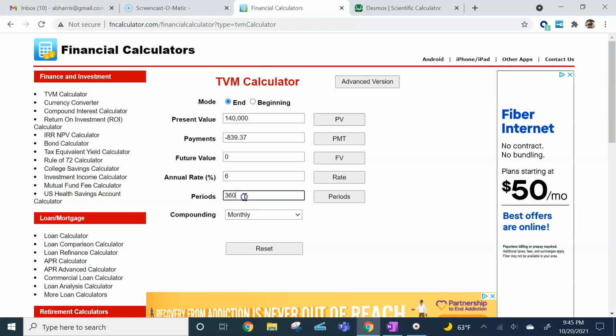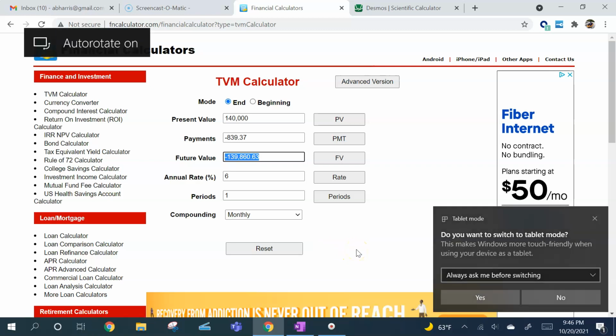So notice the periods right here. I'm not going to make 360 payments. That would be a future value of 0 after 30 years. I own nothing. I'm going to make one payment. So one payment, and I'm going to click on future value right here. Okay. And now I owe, after one time, now that's how much I owe, $139,860.63.